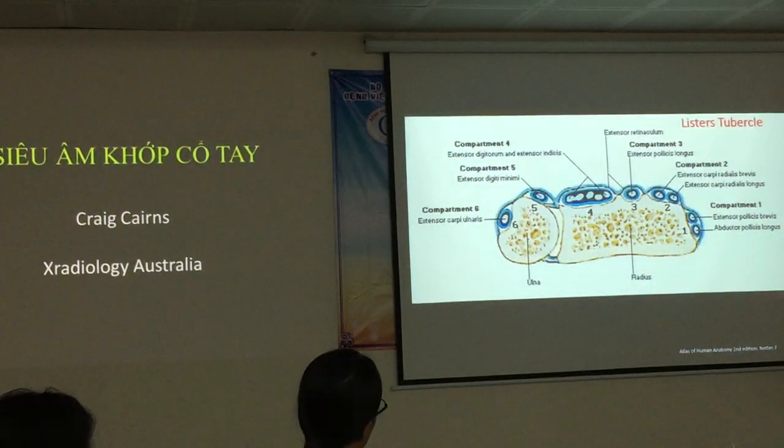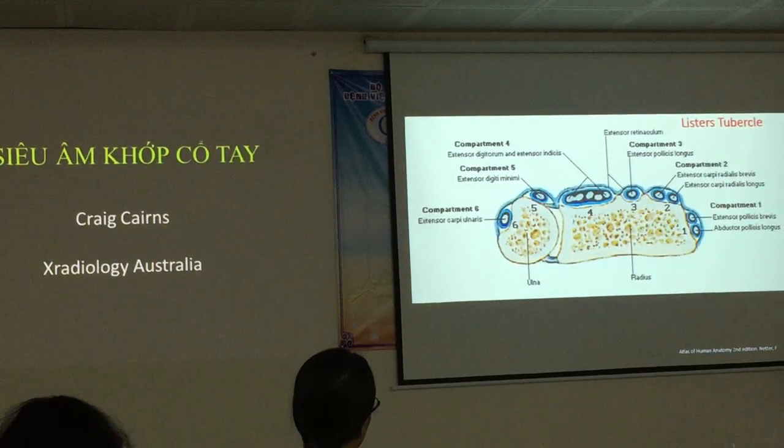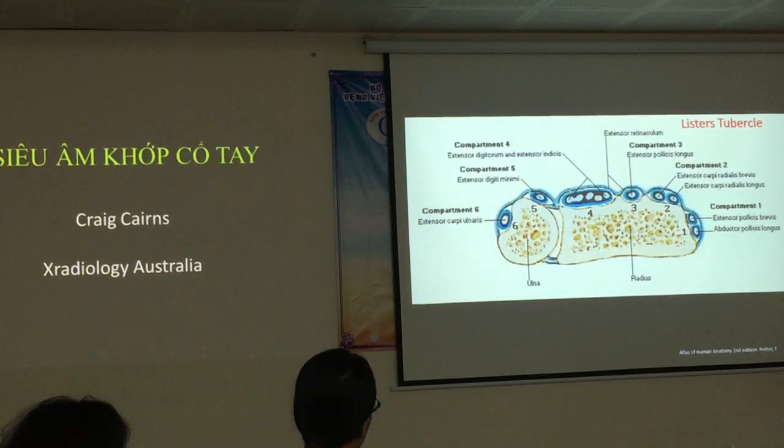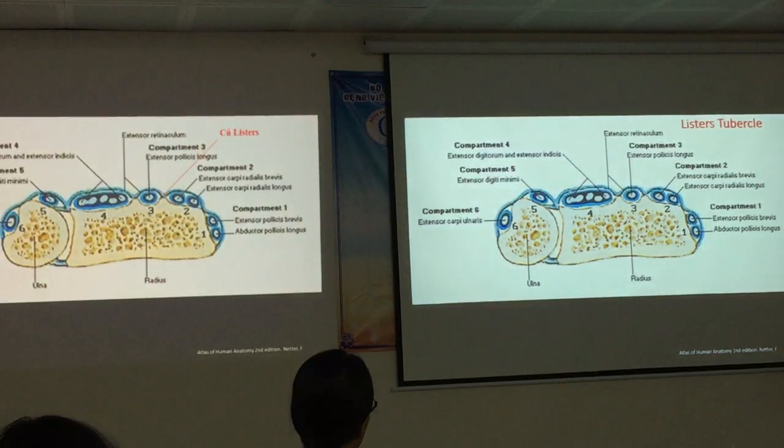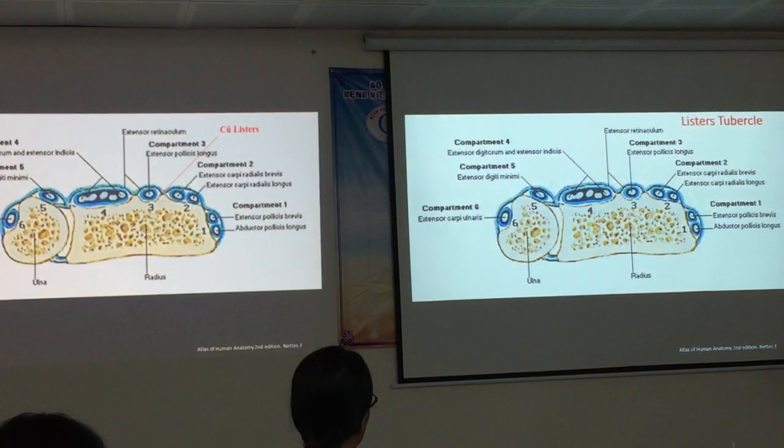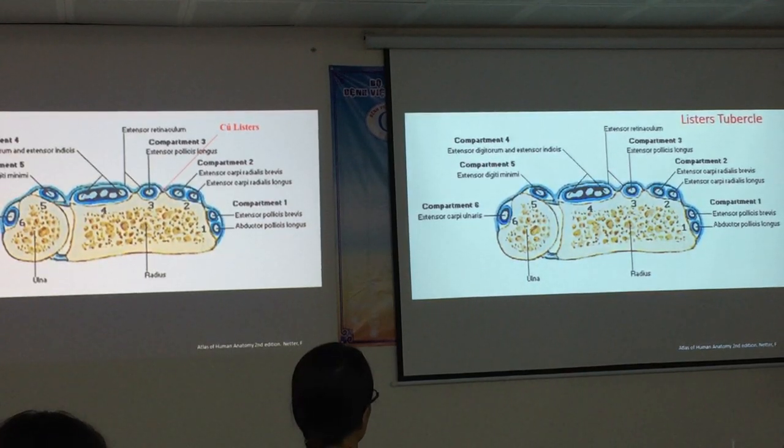So ultrasound of the wrist once again, it is very important that we understand our anatomy of the area that we're looking at. And the most important picture that I've found is actually this one here out of Netter, which is a brilliant diagram because it separates all of the extensor tendons of the wrist into compartments. And the bony landmark that we need to be very familiar with is this Lister's tubercle.